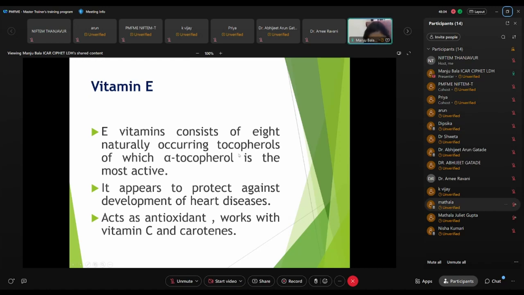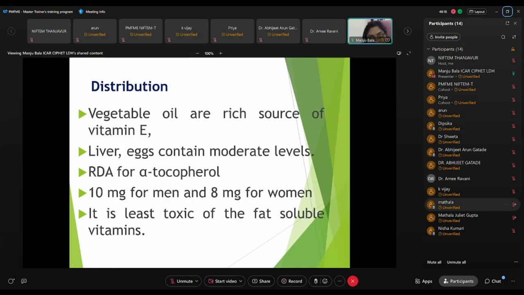Vitamin E is also naturally occurring tocopherols. It is normally present in most of the oils. It is also considered an antioxidant, and it is protective against different diseases because of its antioxidant potential. Vegetables are generally a rich source of vitamin E. Liver and eggs contain moderate levels. Similarly, there are recommended doses, 10 mg for men and 8 mg for women.